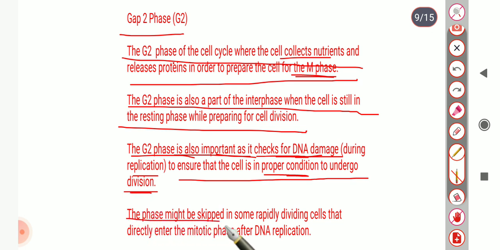The G2 phase might be skipped in some rapidly dividing cells, which directly enter into the mitotic phase after DNA replication.